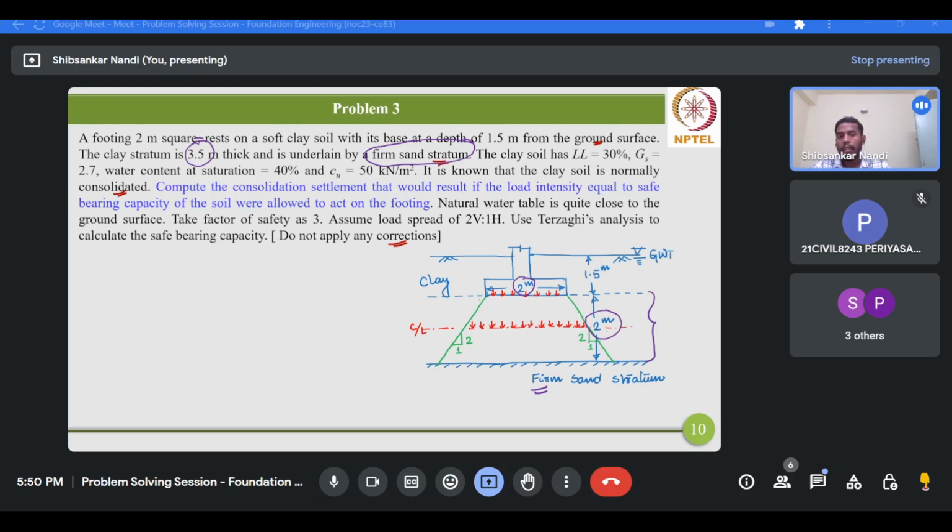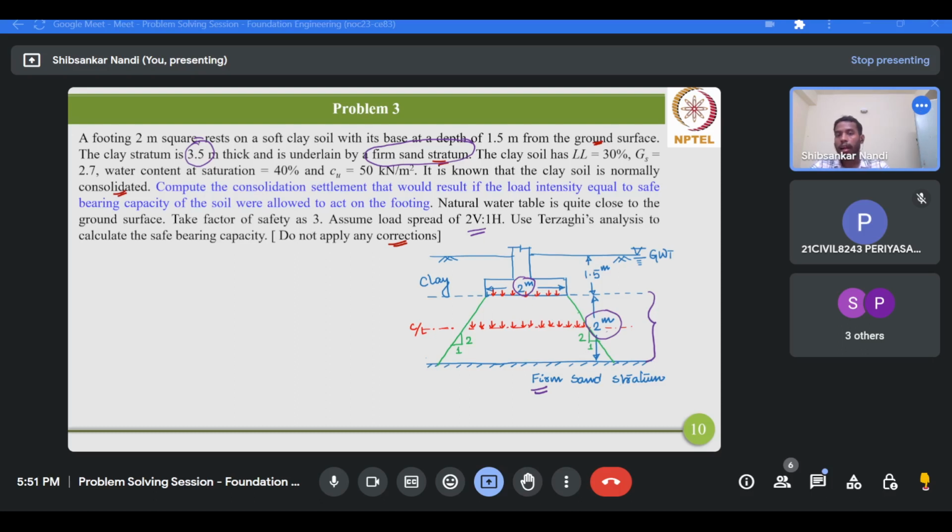Okay, and the dispersion angle is also given. So this is 2 vertical to 1 horizontal. With this dispersion angle, the load intensity which is applied at the foundation level is getting distributed in the underlying soil mass.